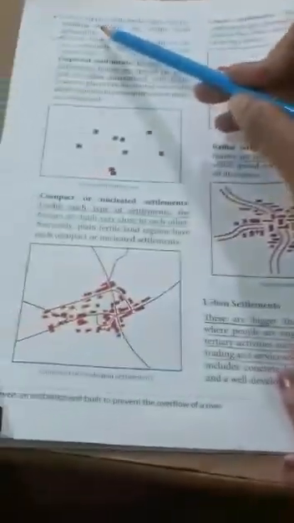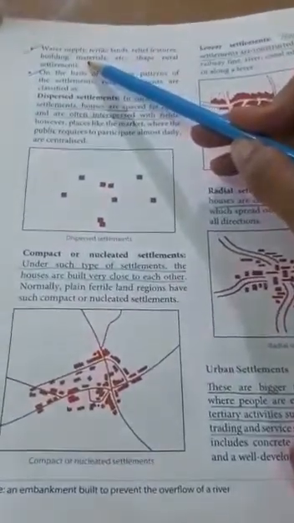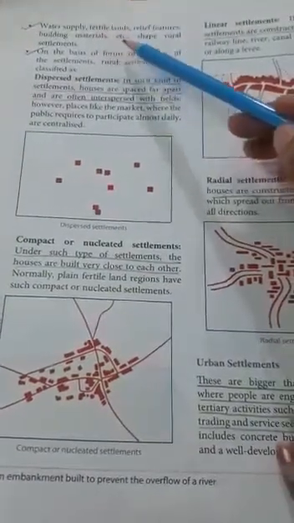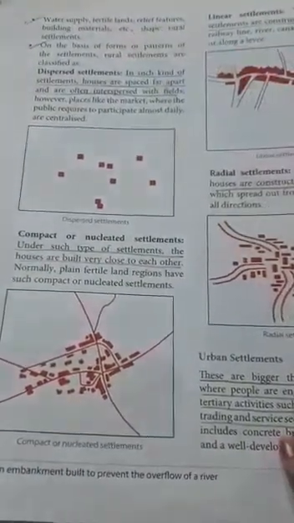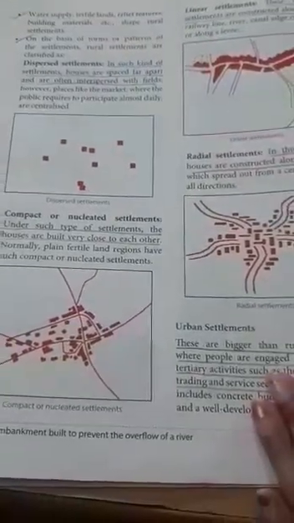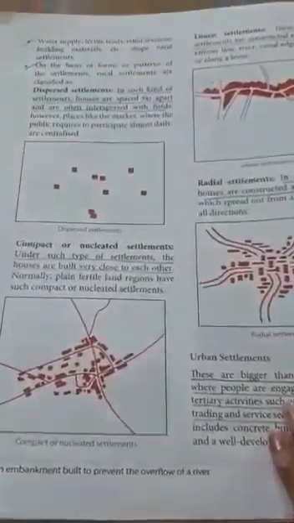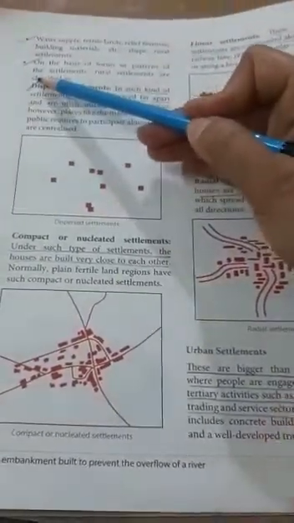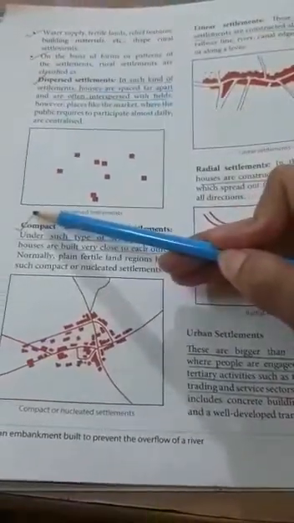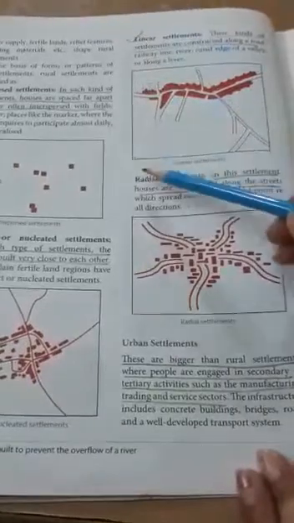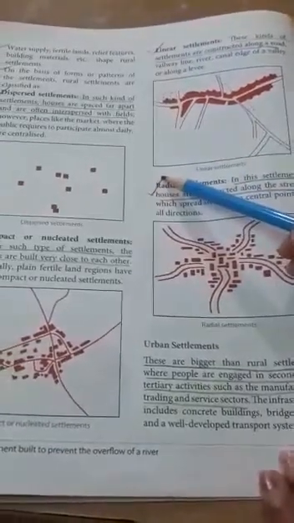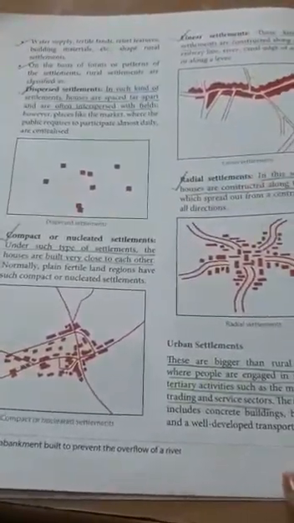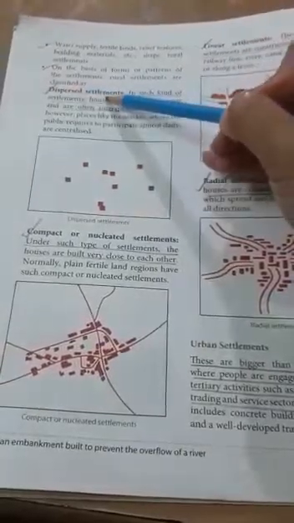Now, the different relief features that are shown in this rural settlement are water supply, fertile lands, building materials, etc. On the basis of forms or patterns, these are further subdivided into four categories. They are dispersed settlement, compact or nucleated settlement, linear settlement, and radial settlement. Let's focus on these four types of rural settlement. The first one is dispersed settlement.